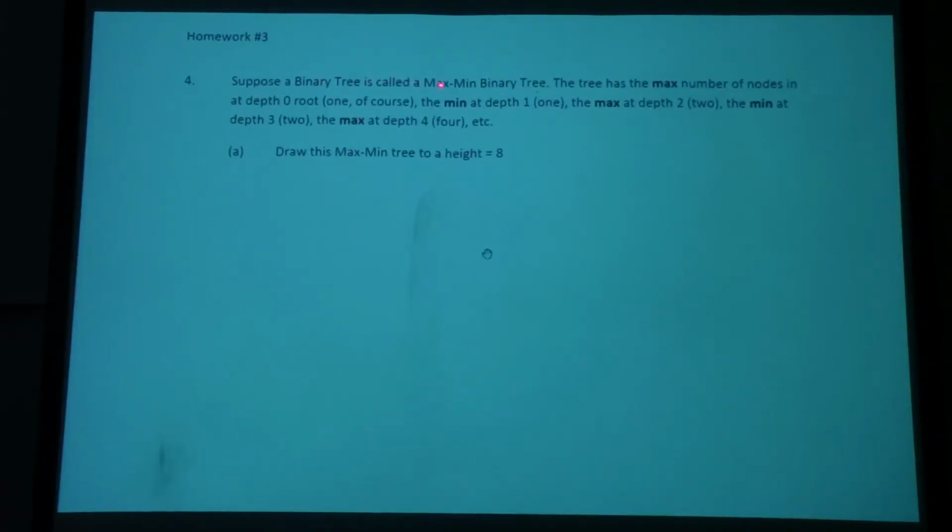So, a binary tree called the max-min binary tree. The tree has the max number of nodes at depth 0. Root: 1, of course, because the maximum number of roots you can have is 1. Then you can start drawing the tree right now, right? The maximum number of nodes, you know what that looks like, right? Not complicated. And then the min at depth 1.